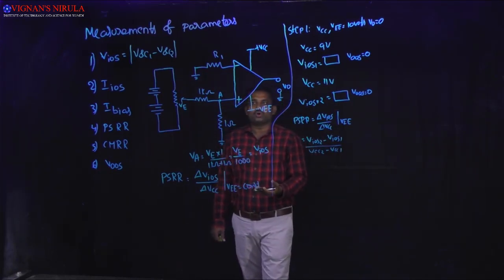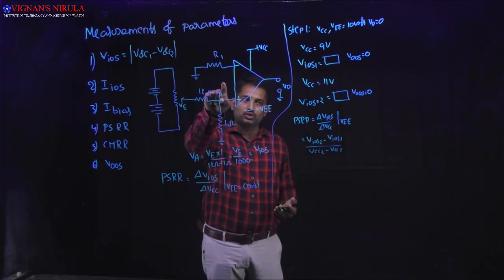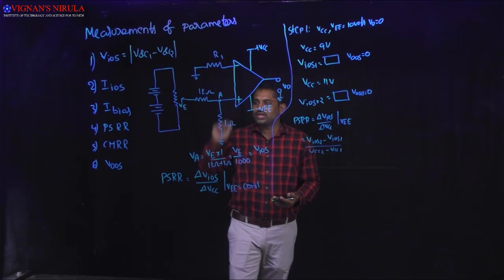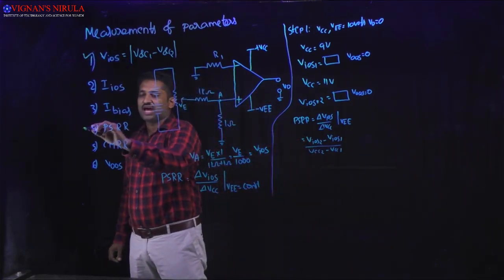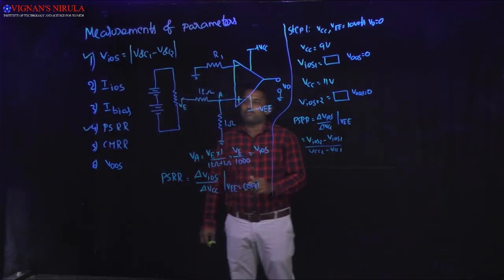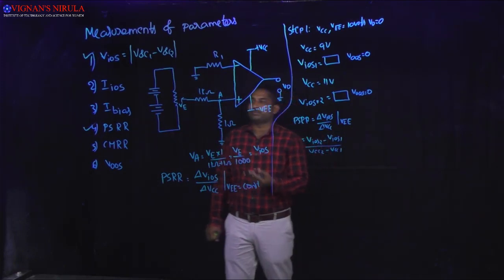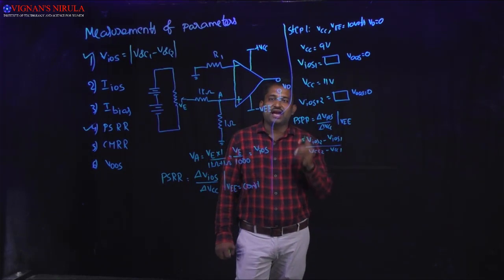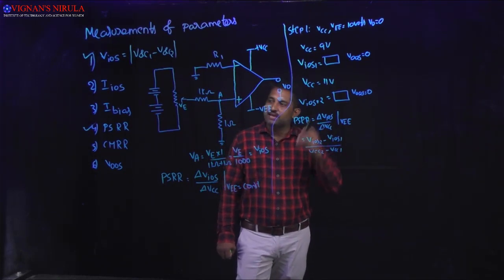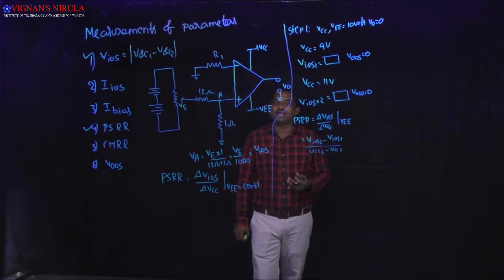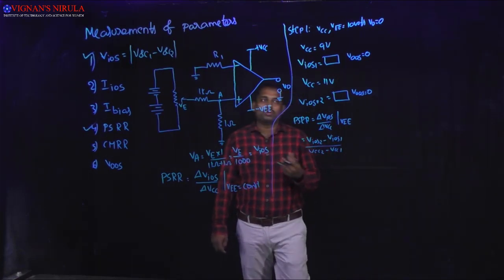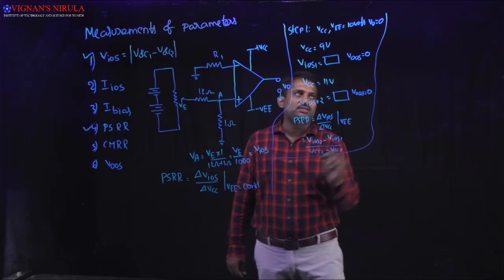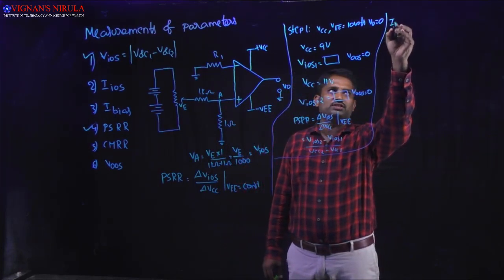Okay, so with the help of the same circuit, we calculated two things: one is input offset voltage and the other is PSRR. Next, I am going to calculate input offset current, which is nothing but IOS. With the same circuit, we may also calculate I bias. First I am going to draw the measurement of input offset current.